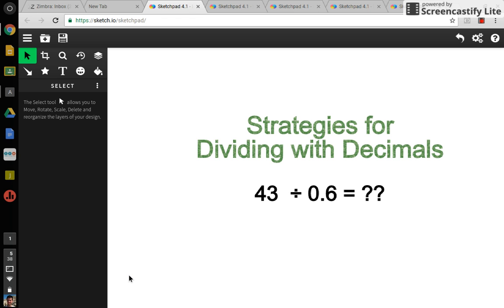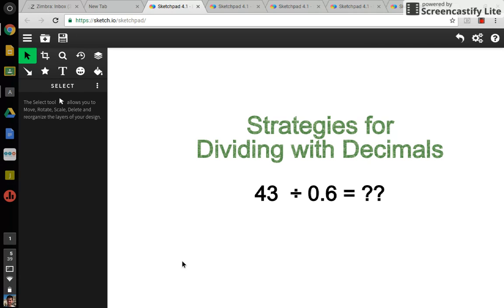Boys and girls, today we're going to be talking about strategies for dividing with decimals. Now, this strategy is going to work whether your dividend is a whole number, like we have here, 43, or it also works if your dividend is a decimal itself, if you're dividing a decimal by a decimal. So what we're going to do is anchor our learning today by looking at a real world problem you might encounter if you were doing division with decimals.